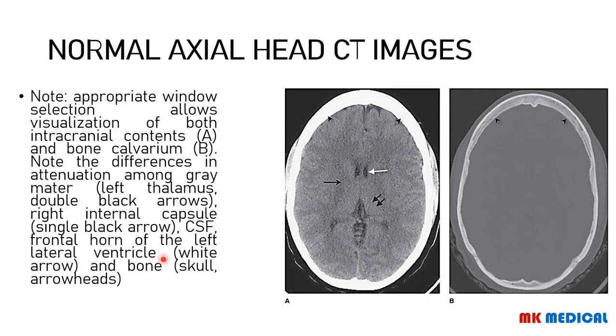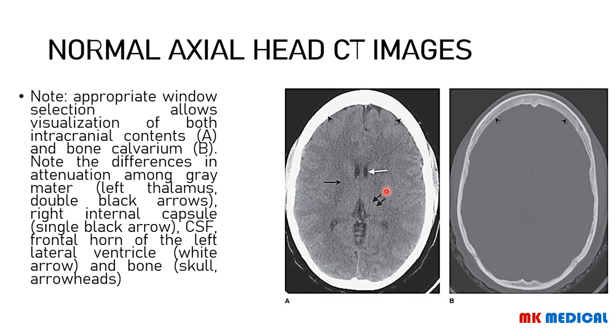So this is a normal axial head CT image. You can see that this one here on A is taken for you to visualize the intracranial contents. As you can see, you can easily see the intracranial contents. You can't really see the details of the bone. So this whitish area here, this is what we refer to as the bone. Then this is of course the brain. Then on the other aspect here, we have the bone window, where now you are visualizing the bone in much more detail. You can't really visualize the brain in detail.